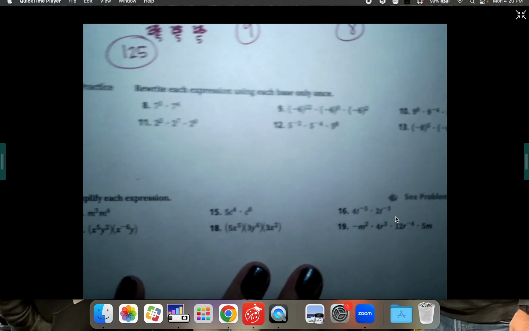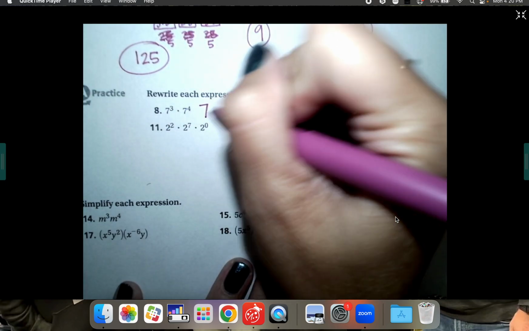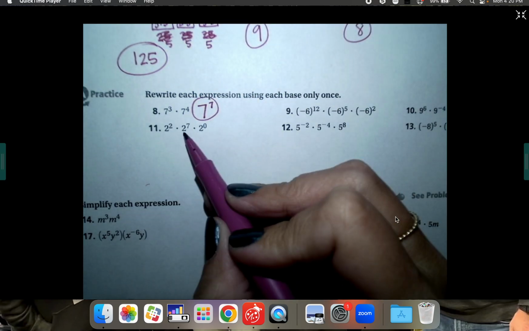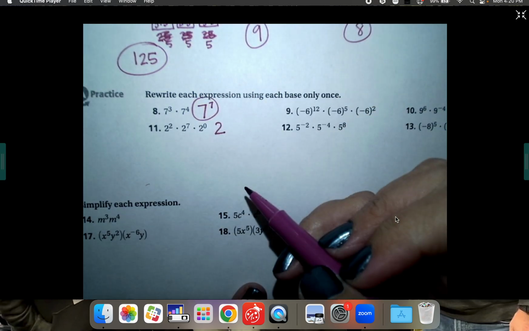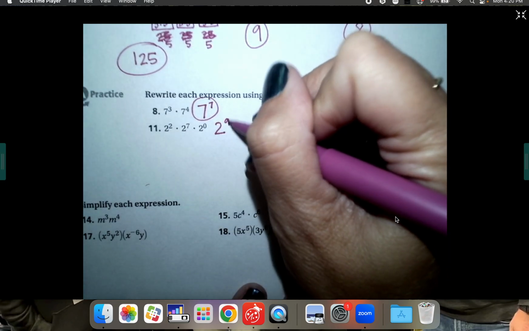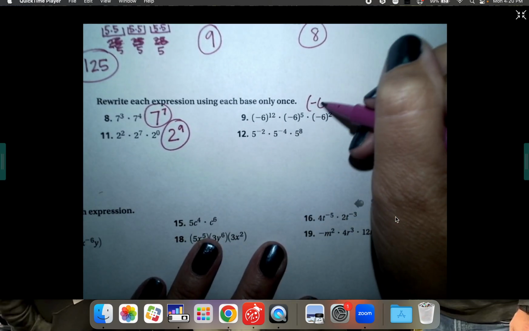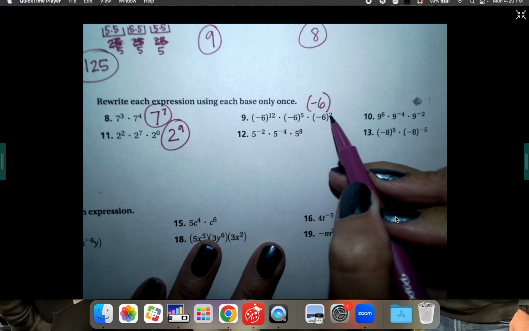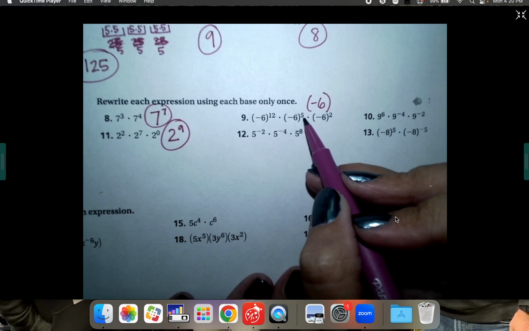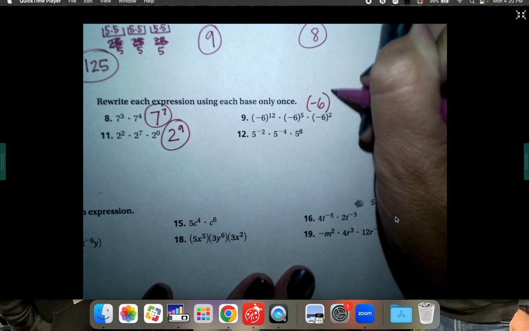Okay, for answers, here we go. If the bases are the same, you add their exponents. So 7 to the 4 plus 3 is 7th power. Bases are the same, so we're going to leave the base the same. 2 plus 7 plus 0 is 9. -6 in parentheses stays -6, and we're going to add exponents. 12 plus 5 plus 2 is, oh, what is that, 17, 18, 19? Yeah, I think that's right.